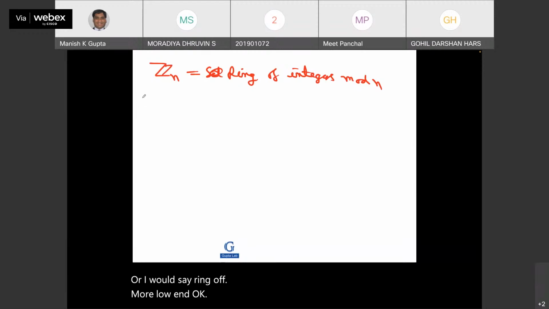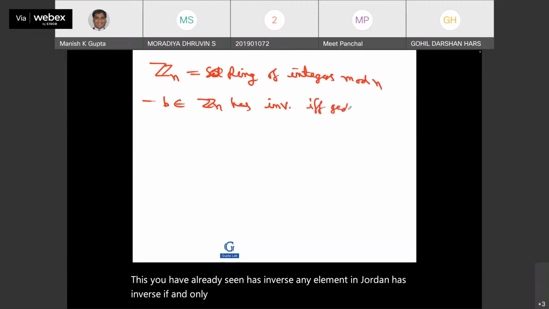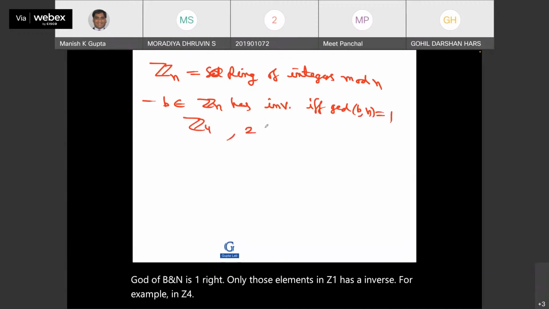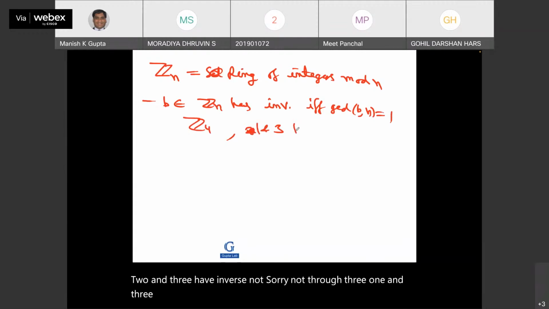Note that b belongs to Zn. This you have already seen has an inverse. Any element in Zn has an inverse if and only if GCD of b and n is 1, right? Only those elements in Zn have an inverse. For example, in Z4, 1 and 3 have inverses, right?